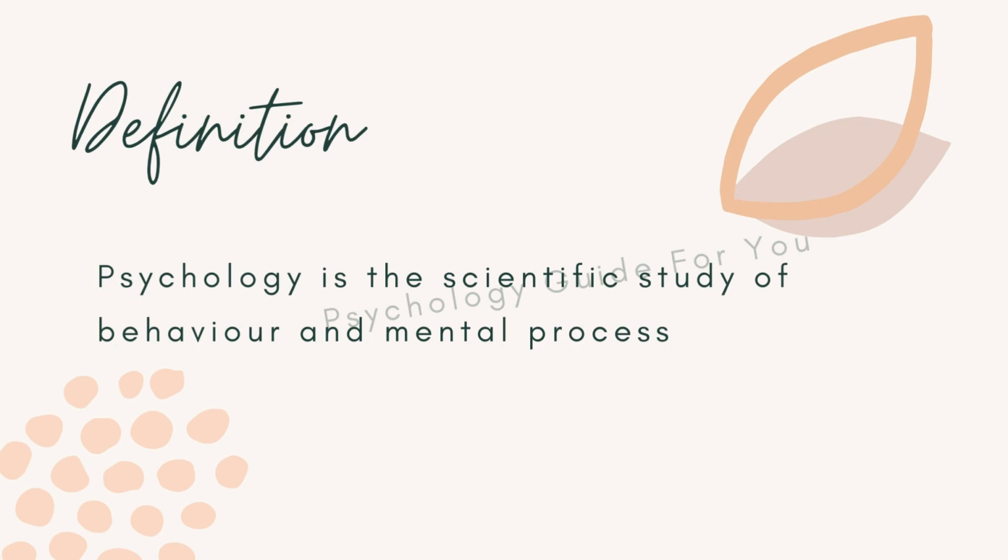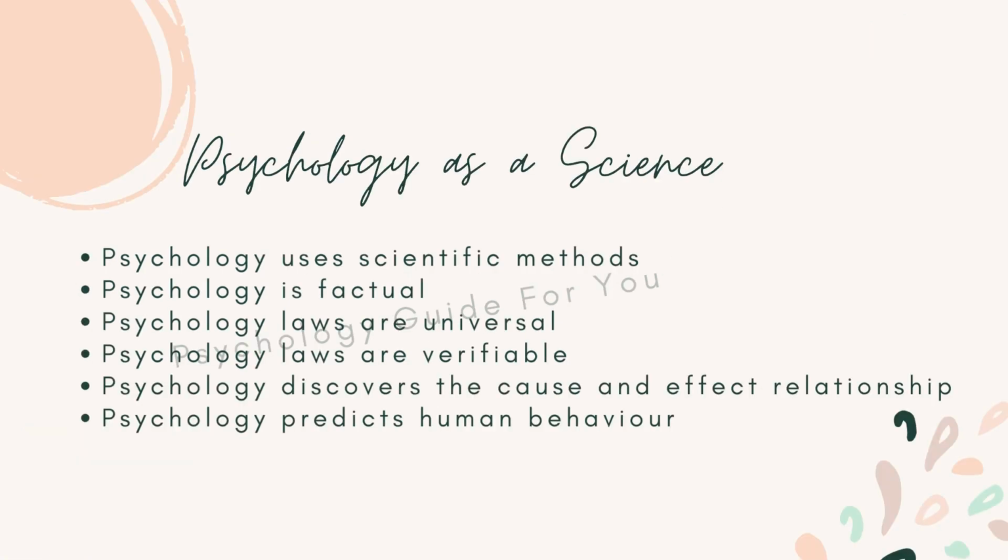They want to be precise and to measure as carefully as they can. They use a scientific, systematic approach to study psychology, which is scientific. So we can see why we call psychology a science. Psychology uses scientific methods, as I said before, and it is factual. The psychological laws are universal and are verifiable. Psychology also discovers the cause and effect relationship, and it can predict human behavior.